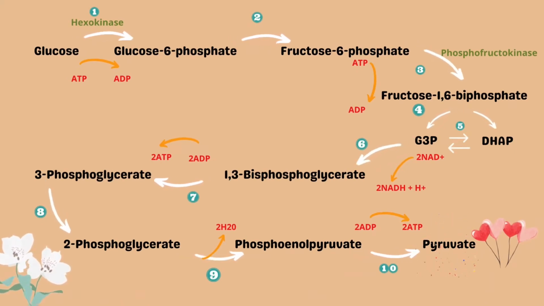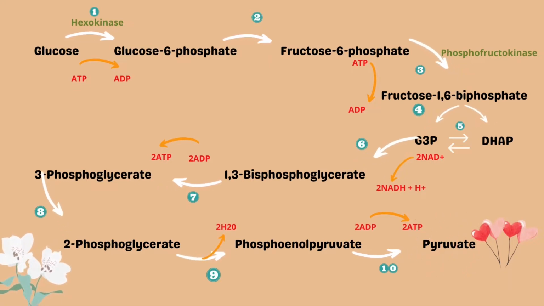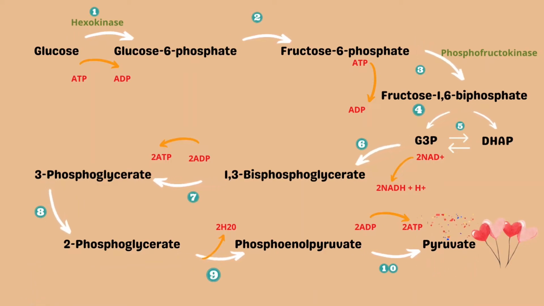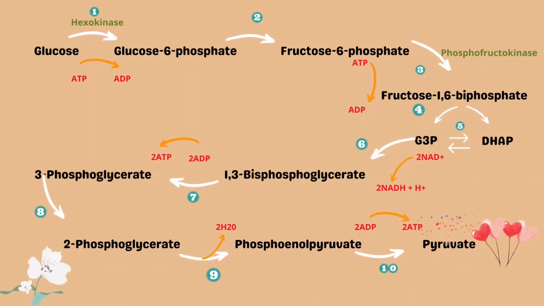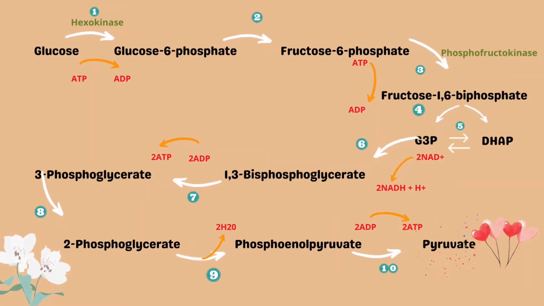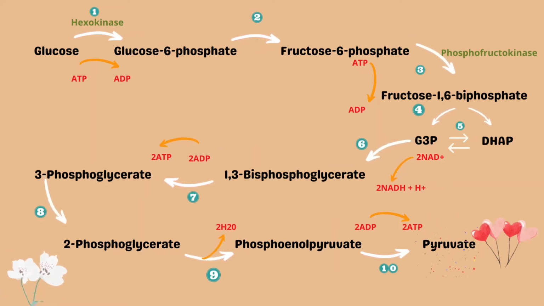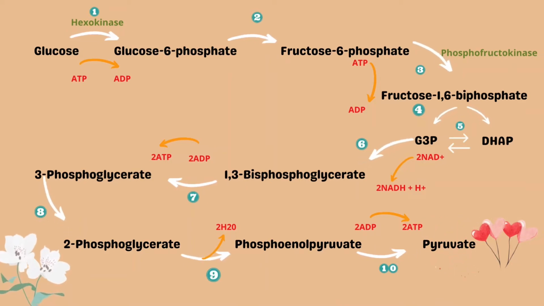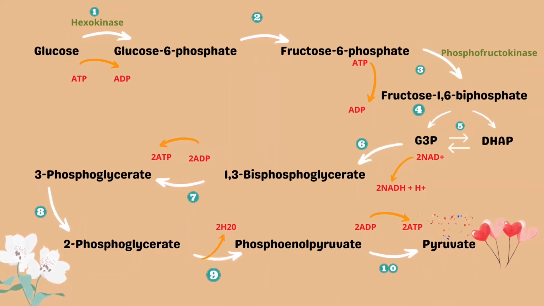1 molecule of glucose is broken down to 2 molecules of pyruvate, and as you can see, step 1 until 5 is the energy investment phase because we use ATP at step 1 and 3, while the energy payoff phase was at step 6 until 10 because we produce ATP at step 7 and 10. Although we produce 4 ATP, the only net gain of glycolysis is only 2 ATP because we already used 2 ATP at step 1 and 3.